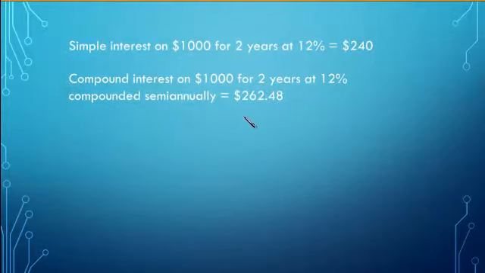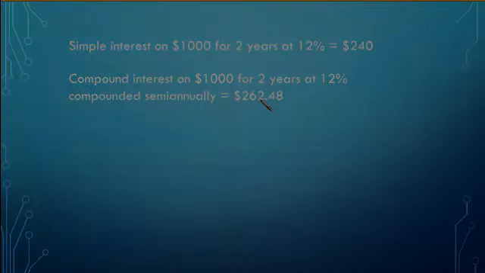As we expected, compound interest gives us more interest. Simple interest on $1,000 for 2 years at 12% gives us interest of $240, whereas compound interest on $1,000 for 2 years at 12% compounded semi-annually gave us $262.48. So the difference here is $22.48.